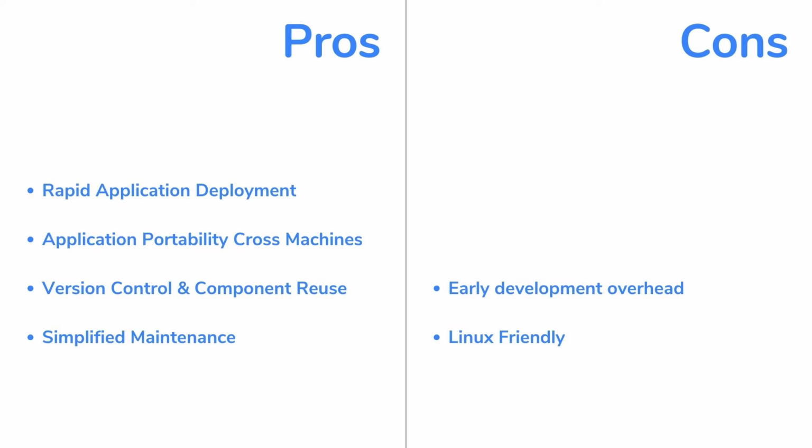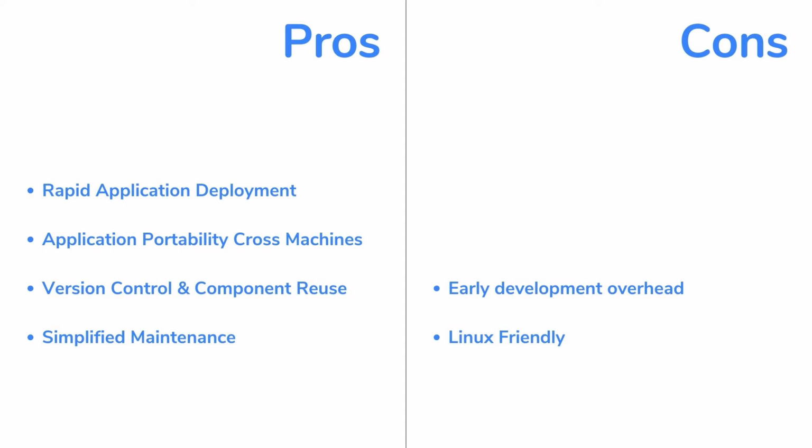And version control and component reuse means container version control is easy and changes can be checked, and rollback is simple because components are reused in the previous layer. Docker can be made light. And lastly, simplified maintenance means it's easy to maintain the problem with application dependencies.